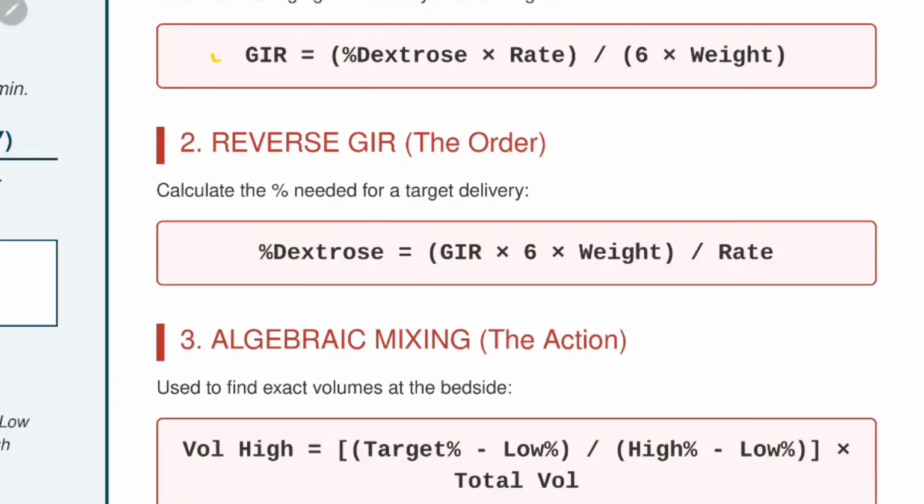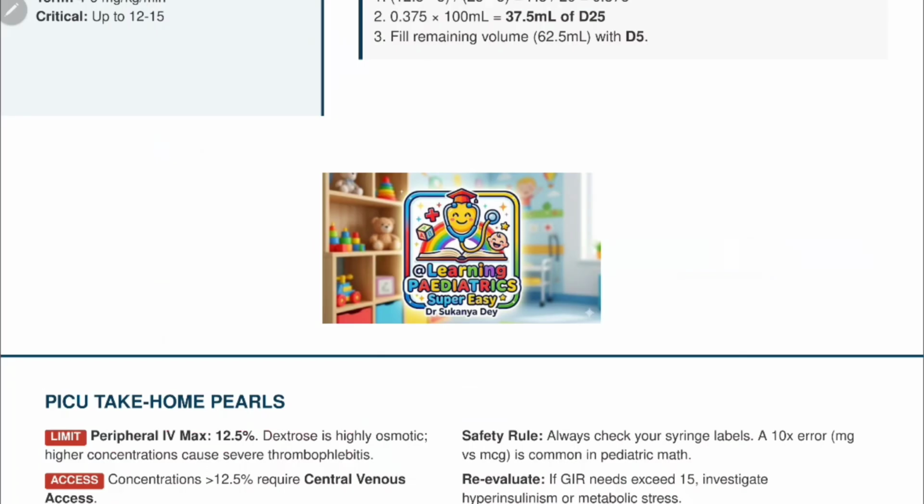Now we are coming to the custom fluid mixing part. From this formula, we can derive the percentage of dextrose as GIR into 6 into body weight divided by rate in ml per hour. Now why do we have to calculate the percentage of dextrose here? Because in the peripheral IV line, maximum 12.5% of dextrose can be given.